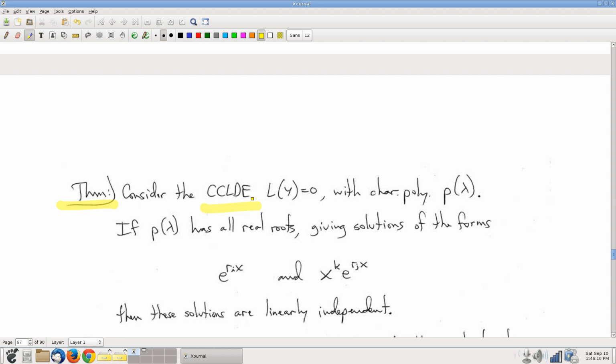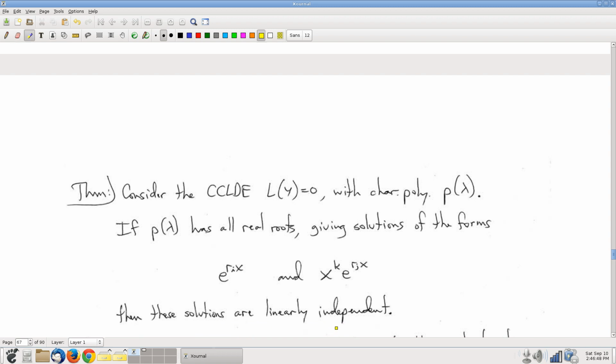Constant coefficient linear differential equation, homogeneous, characteristic polynomial. If it has all real roots, our previous theorems, of course, giving solutions of this form, these solutions are independent. So, said differently, the solutions that you will write down for these differential equations whose characteristic polynomials have exclusively real roots, those solutions that you will write down from our existing theorems will always be independent.